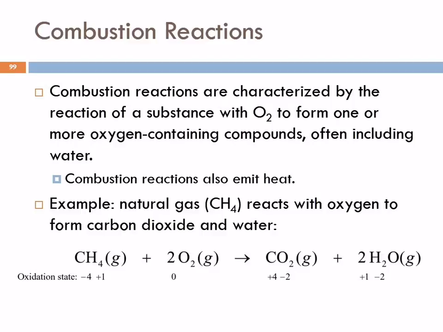If we look at the oxidation states here, we've got -4 for carbon and +1 for hydrogen, and we've got 0 for the oxygen. In the products, the carbon has gone from -4 to +4. The carbon is being oxidized. The oxygen is going from 0 to -2 in both of those. The oxygen is being reduced. The hydrogen is not undergoing redox.